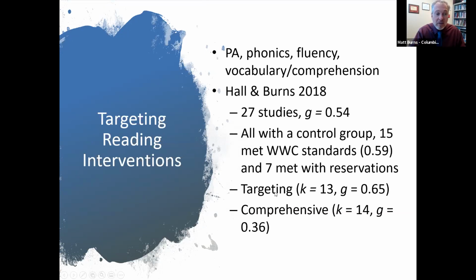If you targeted the interventions, decoding if you need decoding, etc., the average effect size was 0.65, quite good. If you used a comprehensive intervention that tried to address 3 or more, the average effect size was 0.36, quite a bit smaller. Still not terrible, by the way, but quite a bit smaller.